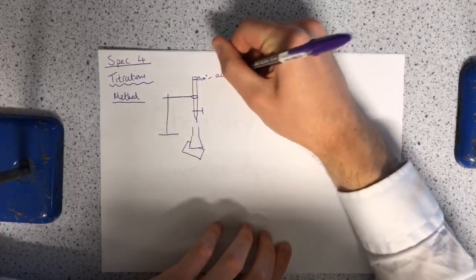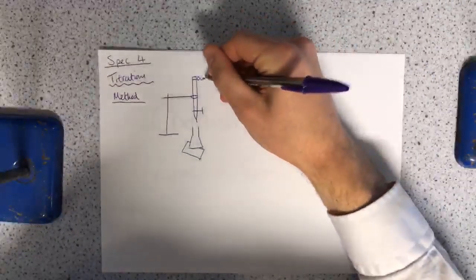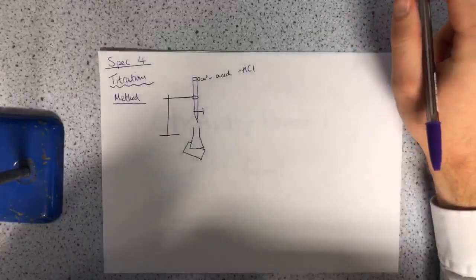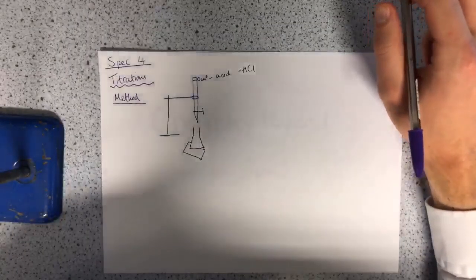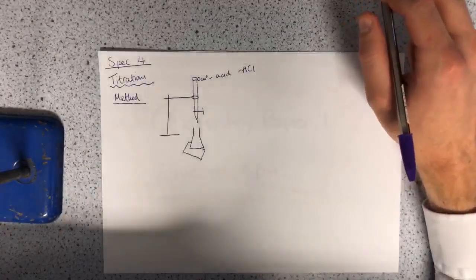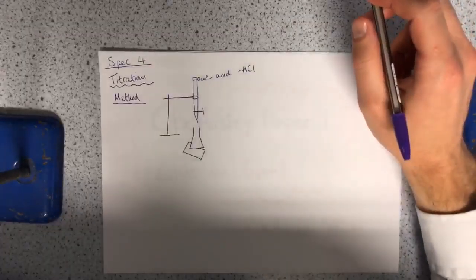with acid. Now, you might be expected to name an acid. Again, pick something sensible, pick hydrochloric acid. If you're given an acid in the question, might say sulfuric, might say nitric, then just go with whatever's given to you and put that into your burette.